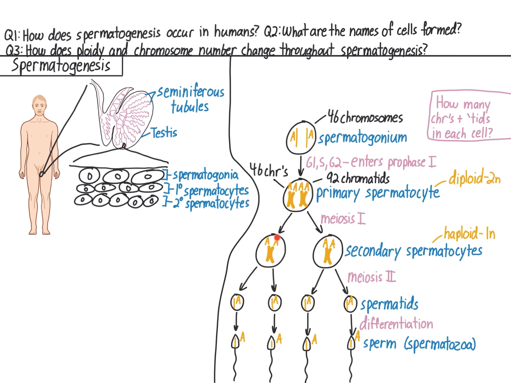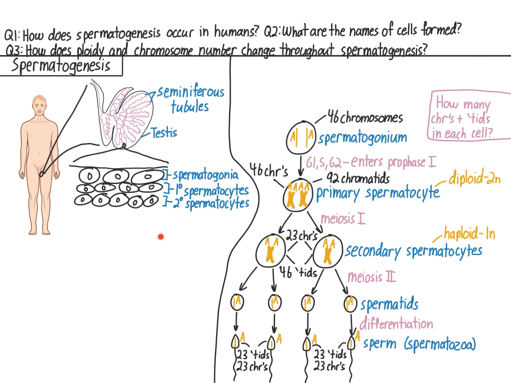When this cell splits during meiosis 1, each cell gets half the chromosomes, so each will have 23 chromosomes and each chromosome has 2 chromatids, so each cell has 46 chromatids. When these cells split again, each cell gets half of the chromatids, so each sperm gets 23, and since they're no longer paired, each spermatid also has 23 chromosomes, which it will contribute to the zygote when the egg gets fertilized.